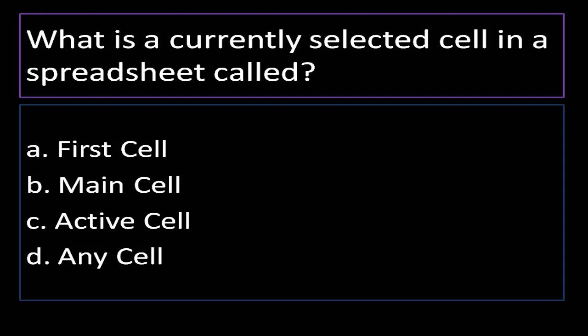Which is currently selected cell in a spreadsheet called? Option A, first cell. Option B, main cell. Option C, active cell. Option D, any cell. And the right answer is option C, active cell.